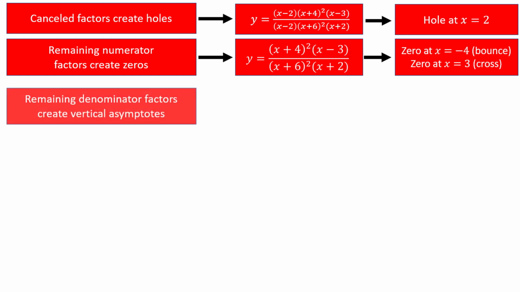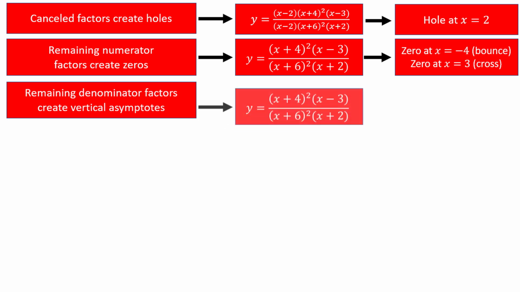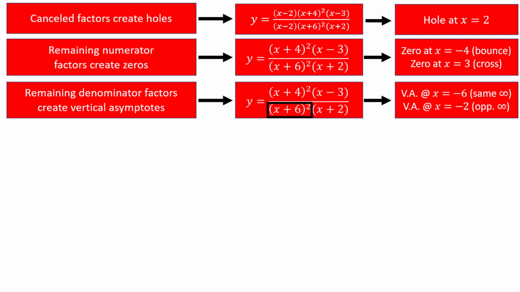Any remaining factors in the denominator create vertical asymptotes, which the graph will approach at opposite infinities if the multiplicity is odd, and approach at the same infinity if the multiplicity is even. In this example, there will be a vertical asymptote at x is equal to negative 6, which the graph will approach at the same infinity as the multiplicity is even, and there will be another vertical asymptote at x is equal to negative 2, where the graph will approach opposite infinities as the multiplicity is odd.